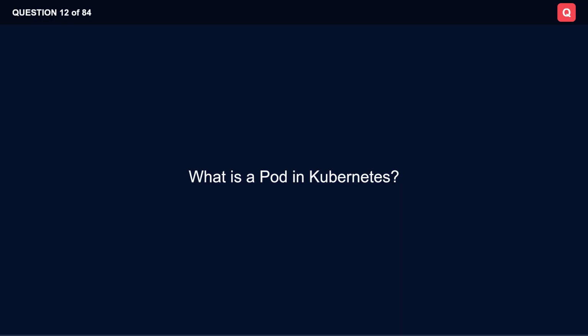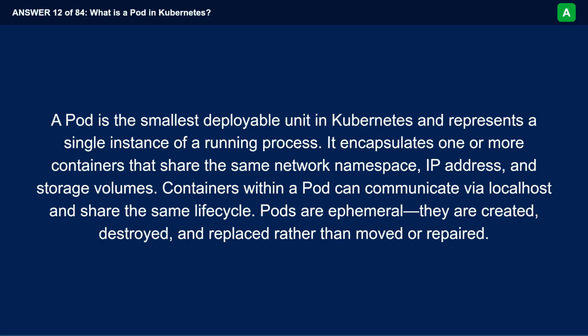What is a pod in Kubernetes? A pod is the smallest deployable unit in Kubernetes and represents a single instance of a running process. It encapsulates one or more containers that share the same network namespace, IP address, and storage volumes. Containers within a pod can communicate via localhost and share the same lifecycle. Pods are ephemeral. They are created, destroyed, and replaced rather than moved or repaired.